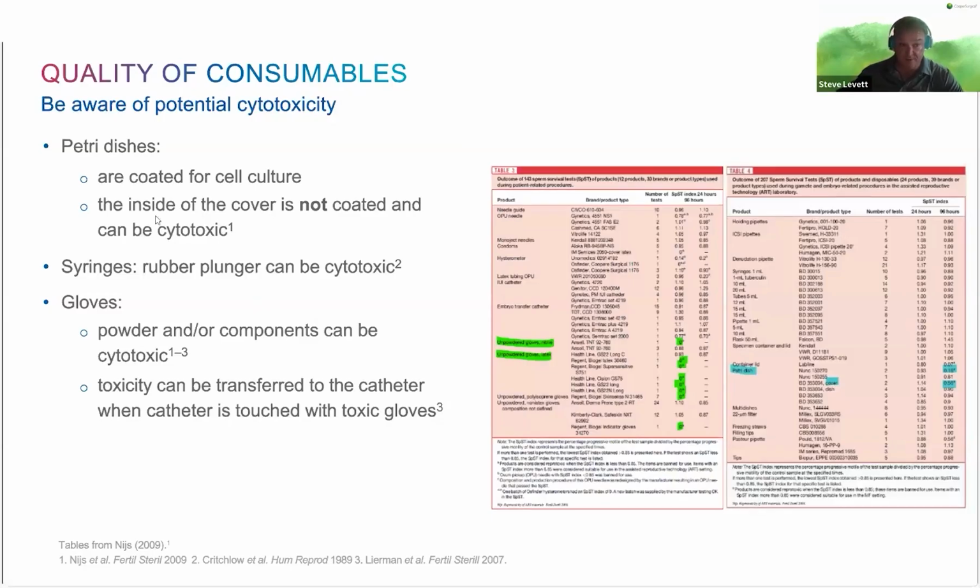I know in the past, a lot of people used the lids of dishes for doing ICSI, and they are not treated in the same way. The companies don't do it because they don't expect people to use them where biological material will come in contact with them. So please don't be tempted. Syringes we'll talk about again in a little while, but whether they contain these black rubber parts, which can be toxic. And if you're using gloves, which you should, make sure that they are not cytotoxic, ideally without powder, because you can transfer some of that toxicity to the catheter if you're not careful.